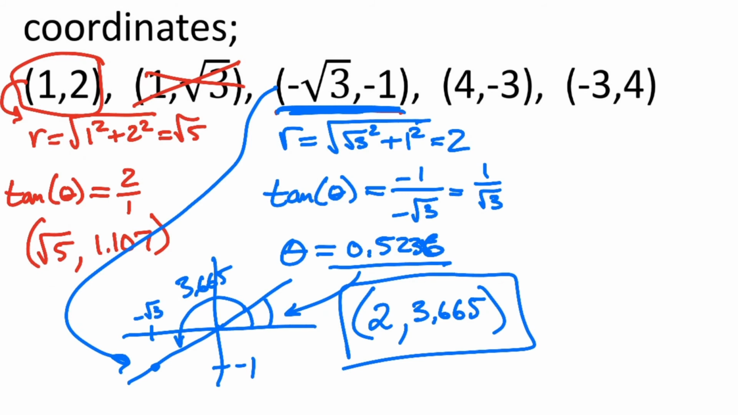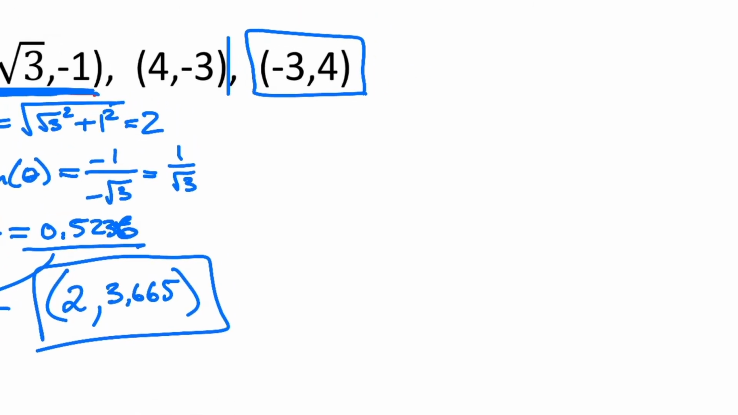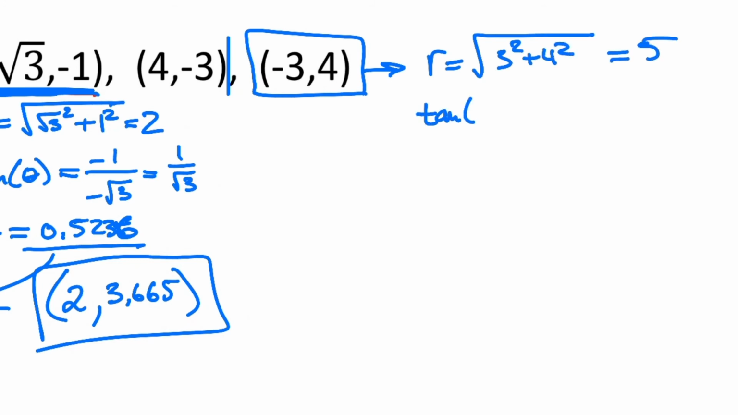All right, let's just do one more of these. Let's see, 4, -3. That one's kind of fun. No, that one's too easy. This one is kind of fun. We'll do that one, and then we'll pause the video and do one more video for this section. So first of all, R is the square root of 3 squared plus 4 squared, which is 5. And then tangent of theta is y over x, so -4/3.